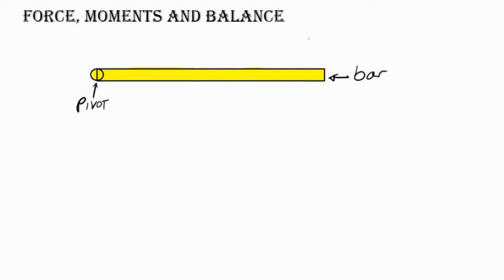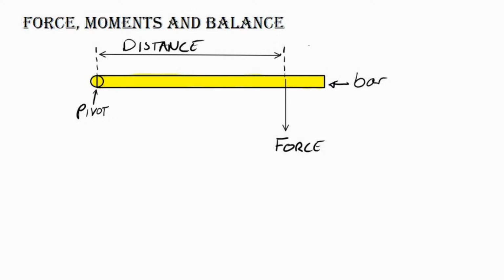So we have our pivot and our bar labelled, and we need our distance and our force. Now specifically, as we said before, this is a perpendicular distance to the pivot. Okay, so the moment is defined as the force times the perpendicular distance to the pivot.